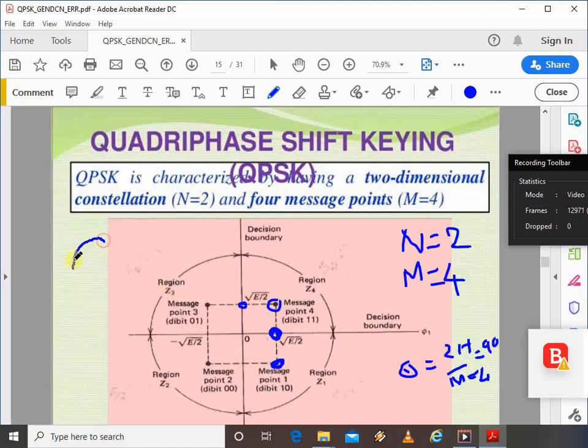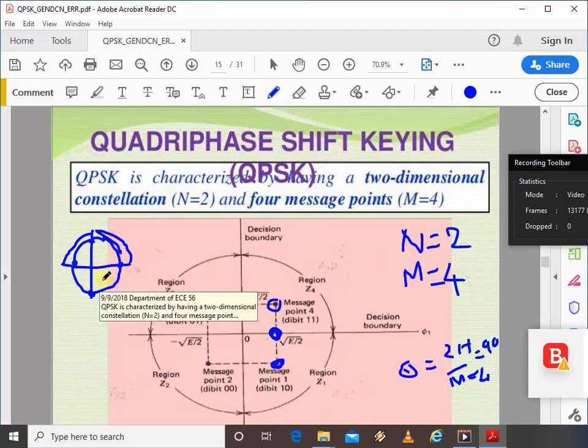It is not necessary to show the first message point here. Instead, we can show the first message point here, the second message point here, the third message point here, and the fourth message point here, because the phase difference between these two message points is pi by 2, and between this and this also pi by 2. So we can also show the signal representation of QPSK this way.